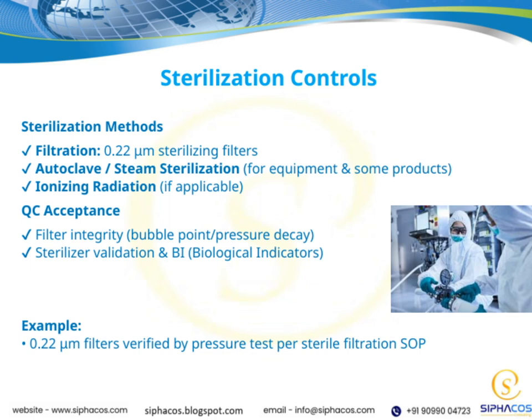Similarly, sterilizer validation and biological indicators, or BIs, are used to confirm that sterilization cycles are effective. BIs contain known spores that are resistant to sterilization. If these spores are inactivated, we can be confident that the process is working as intended. In summary, these controls ensure that our sterilization processes are reliable and effective, maintaining the safety and quality of our products throughout manufacturing.